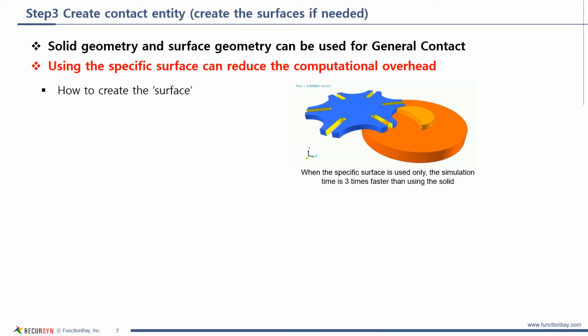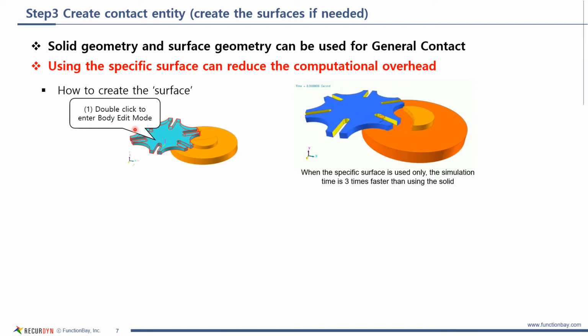Step 3 is about creating a contact entity for the base and action geometries. If needed, it is efficient to create a surface for contact instead of using the entire body. For example, in case of this Geneva wheel, simulation speed can be 3 times faster by using a surface instead of the entire solid. For example, this and this and these surfaces are used for contact, so instead of using the entire body, you can create a surface using these faces. Let me explain how to create the surface briefly.